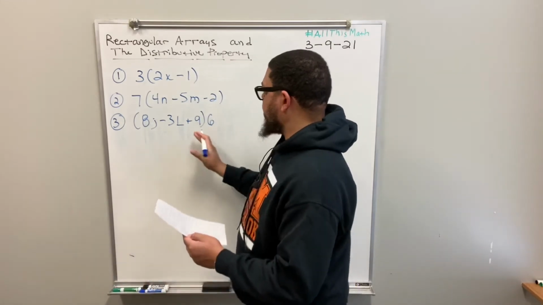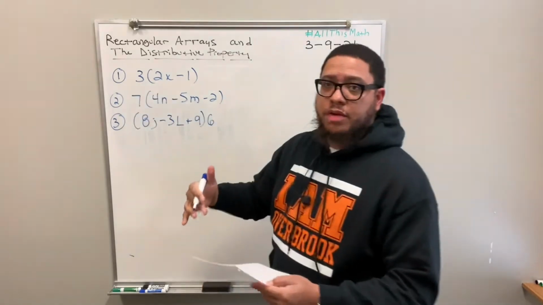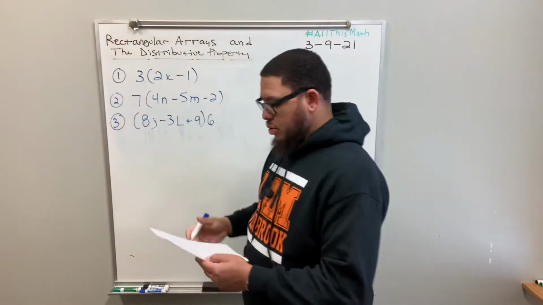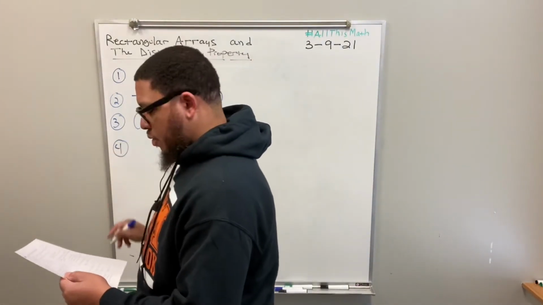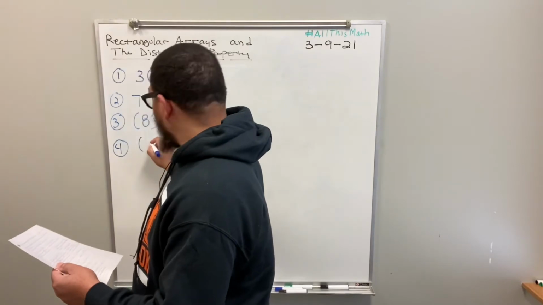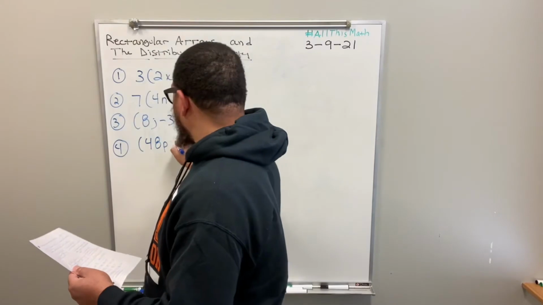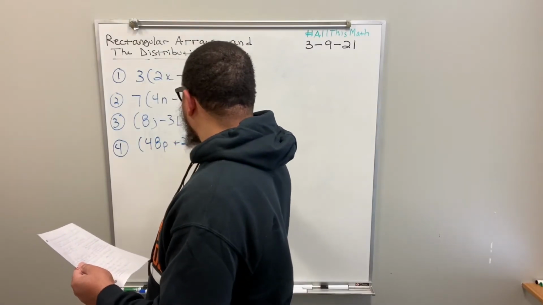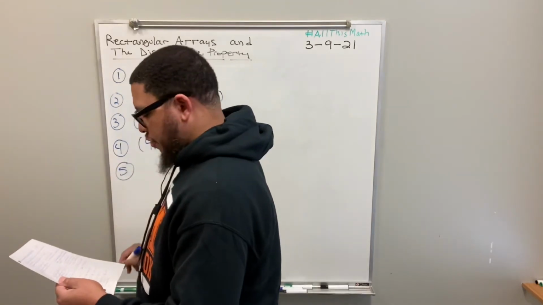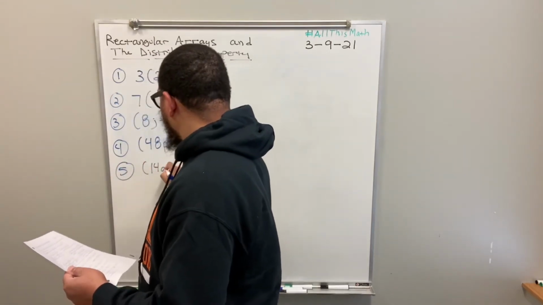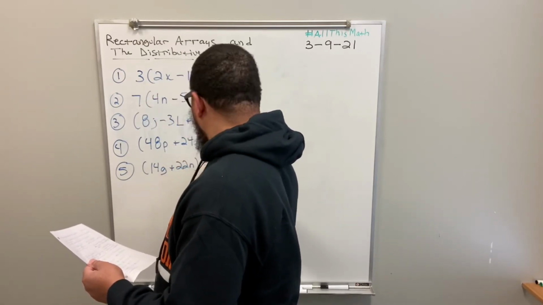So yeah, the outside term can be behind the parentheses or behind the quantity, or it can be in front. Usually it's in front, but even if it's behind it, like in number 3, we still do the problem the same way. And I'm going to show you that. All right. So then number 4, we can also divide, is what I meant to say. 48p plus 24 divided by 6. And then number 5, we got 14g plus 22n divided by 1/2.